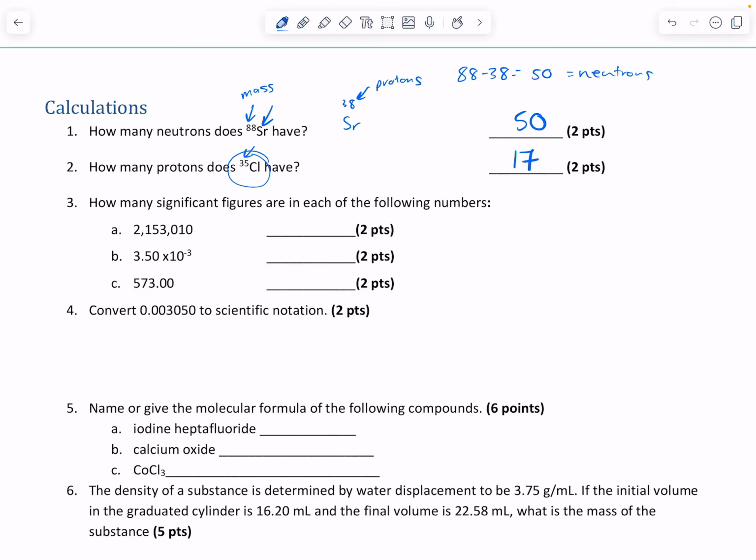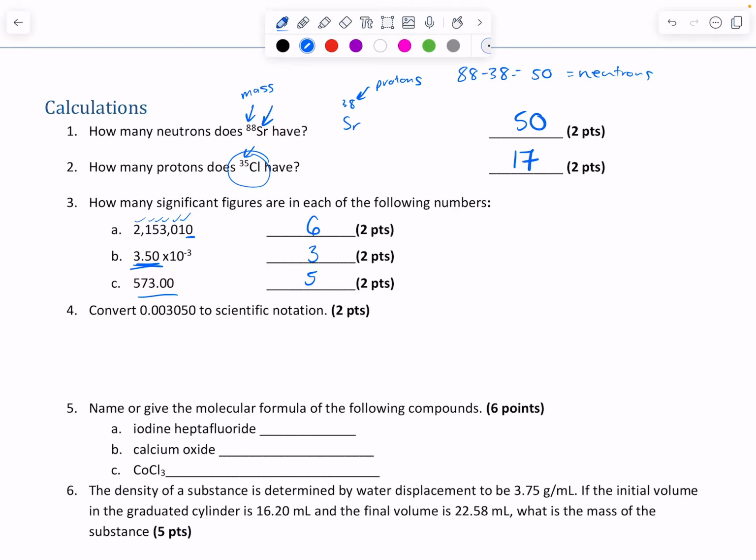How many sig figs are in each of the following numbers? Now remember, any trailing zeros are not significant unless there is a decimal. There is no decimal here, so I count them: 1, 2, 3, 4, 5, 6. There would be 6 sig figs here. Middle zeros are always significant. Here, there is a decimal. Decimal means trailing zeros are significant, so there are 3 sig figs in this number. Same thing here, there's a decimal, so all of those digits are significant.